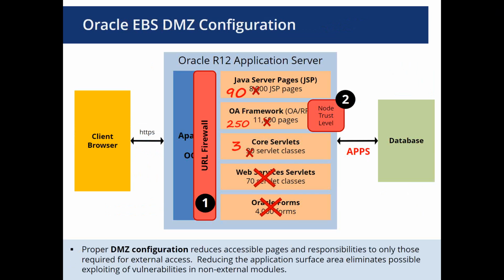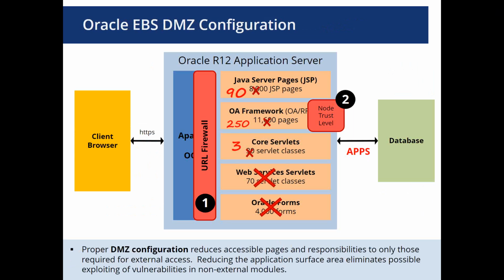So what is the Oracle DMZ configuration doing? They've got those two documents that go through in gory detail what you should be doing. What they're trying to do is limit the surface area. You've got potentially 20,000 web pages running, and you need to reduce that surface area as much as possible. There are two ways they do that. One is something called the URL firewall, and two is the node trust level.